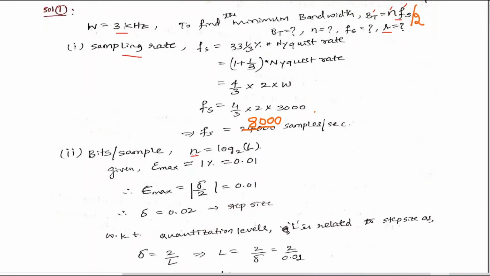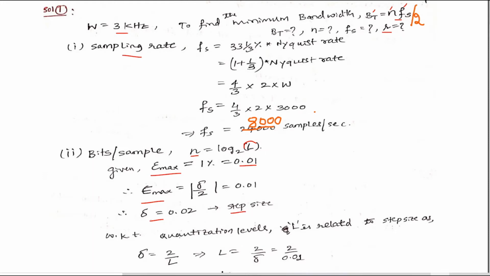To find out the number of bits to be represented for each sample, we need to find out the number of voltage levels, given by L. This L can be calculated if we find the step size. For that we'll make use of the maximum error, which is 0.01, and we know that the maximum error is given by magnitude of delta by 2. So we can find delta as 0.02 by substituting the maximum error 0.01. We get delta as 0.02, which is our step size.